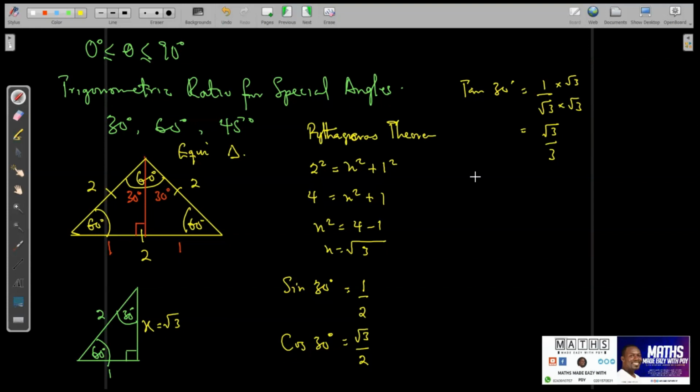So these are the special angles. The first one is 30 degrees. The ratio of the special angle 30 degrees, these are the values that we've obtained. Sine of 30 is half. Cos of 30 is root 3 on 2. Tan of 30 is root 3 on 3. And your calculator can also confirm or testify to that.